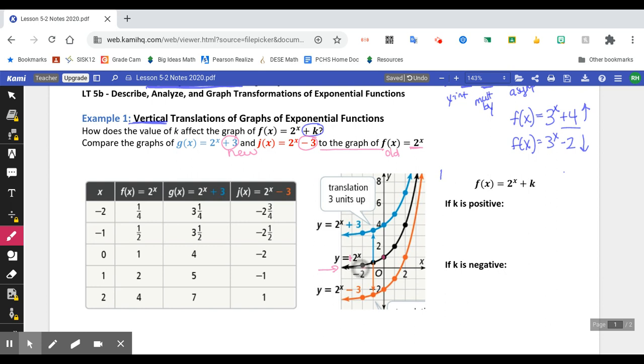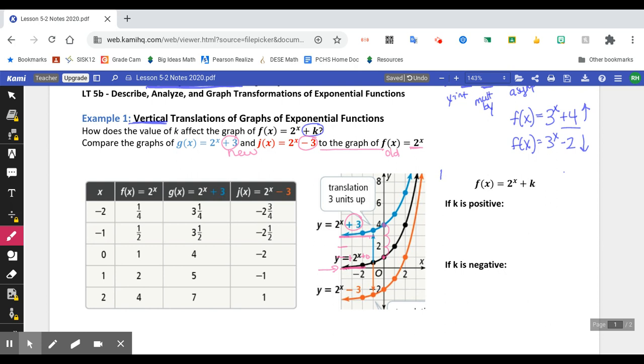The asymptote comes really close to 0 here, which would be like our plus 0, but it never actually crosses it, right? And then if you have this up here with the plus 3, it shifts everything up 3 units. So your y-intercept was at 1. Now it's gone up 1, 2, 3 spots and become a 4. Your asymptote was at 0, and now it's gone up 1, 2, 3, and it's now at 3. That's our asymptote for that one. So it's shifting up if it's a positive k value.